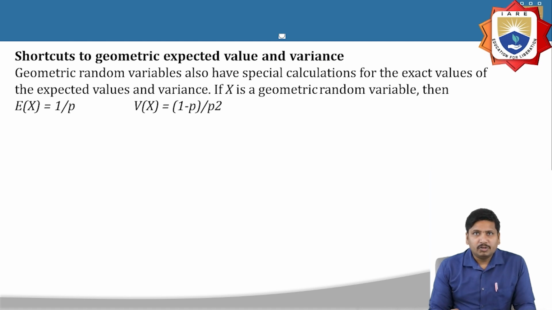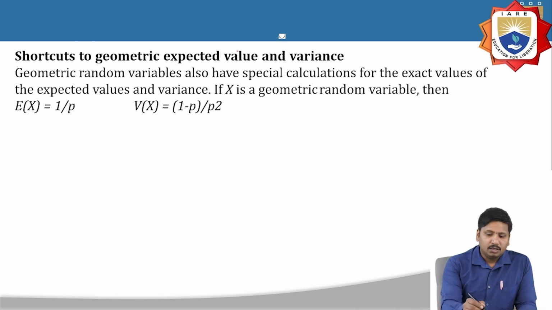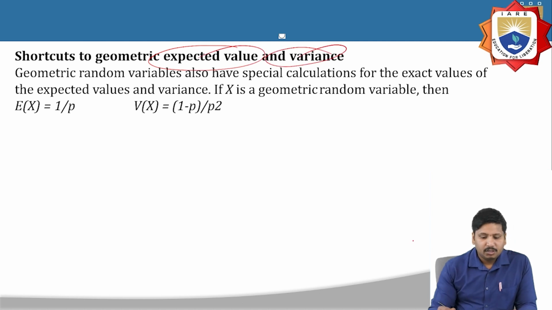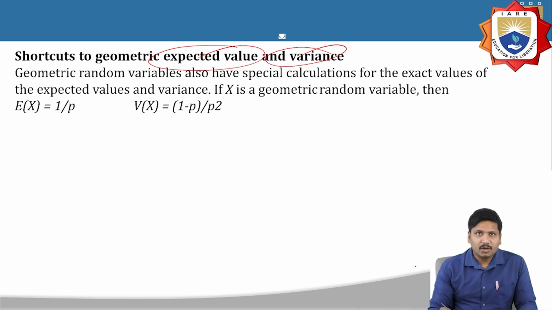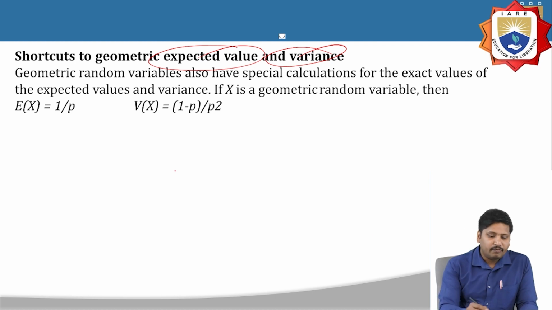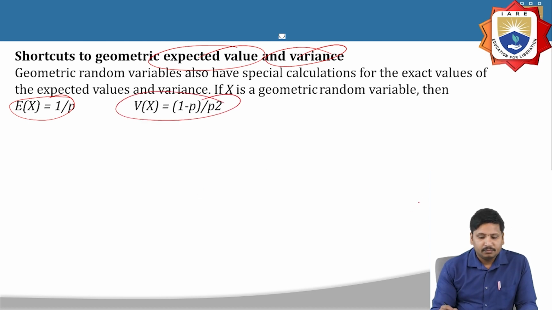So here are some shortcuts to calculate the expected value and variance. Geometric variables also have simple calculations for the exact values of the expected value and variance. If X is the random variable, then the expected value is 1 by p, and the variance is 1 minus p by p square. These are the shortcuts we have to remember for the geometric expected value and variance.